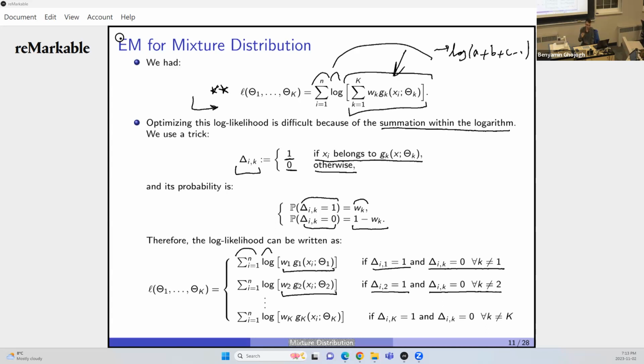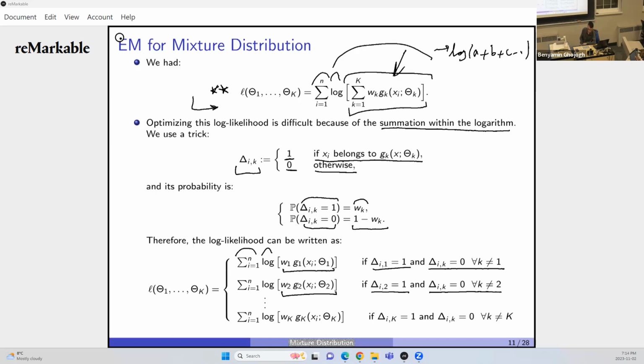It's binary. I assume this is a mixture, right? For now, assume that belonging is binary. Either it is in this distribution or not, or in the other distribution or not. If some point belongs to the kth distribution, delta ik is 1. Otherwise, it's 0. So far clear, right?